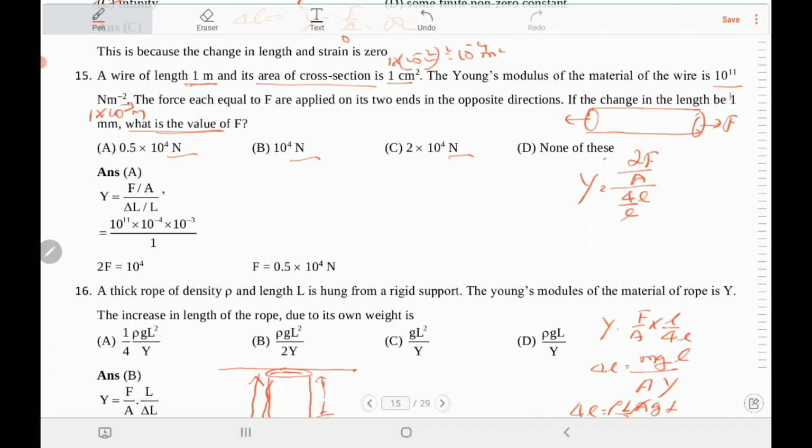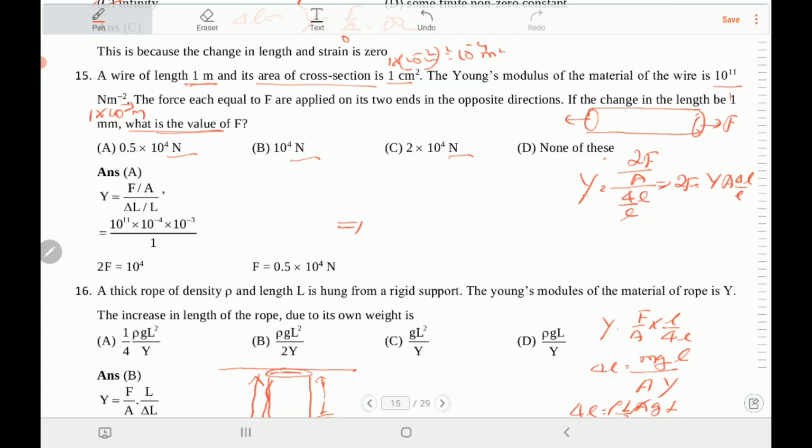So you have to solve for F. You just cross multiply and solve for F. 2F, you just do it in mind. A is in the denominator, so it goes to the Y side. 2F equals Y times A times delta L divided by L. This is what you learned, right? Now, you will put the values.